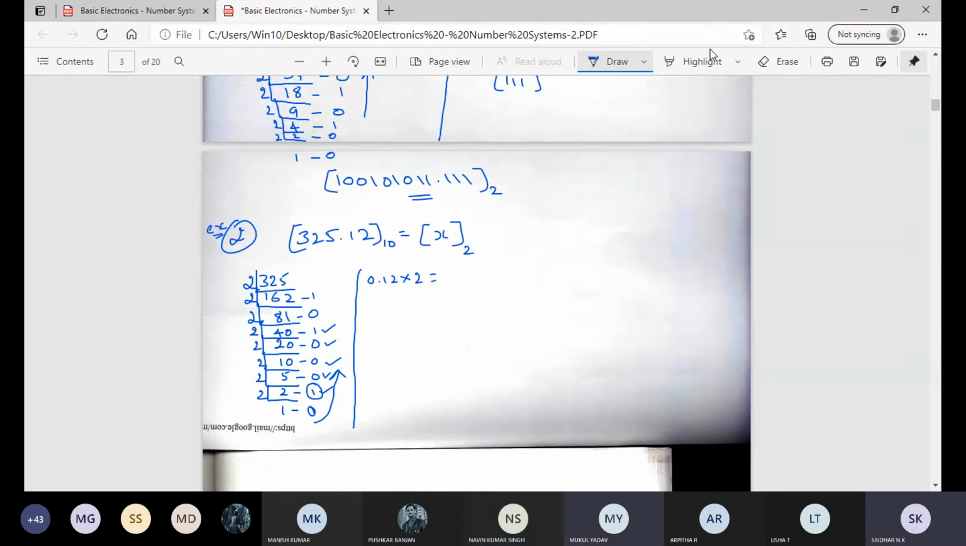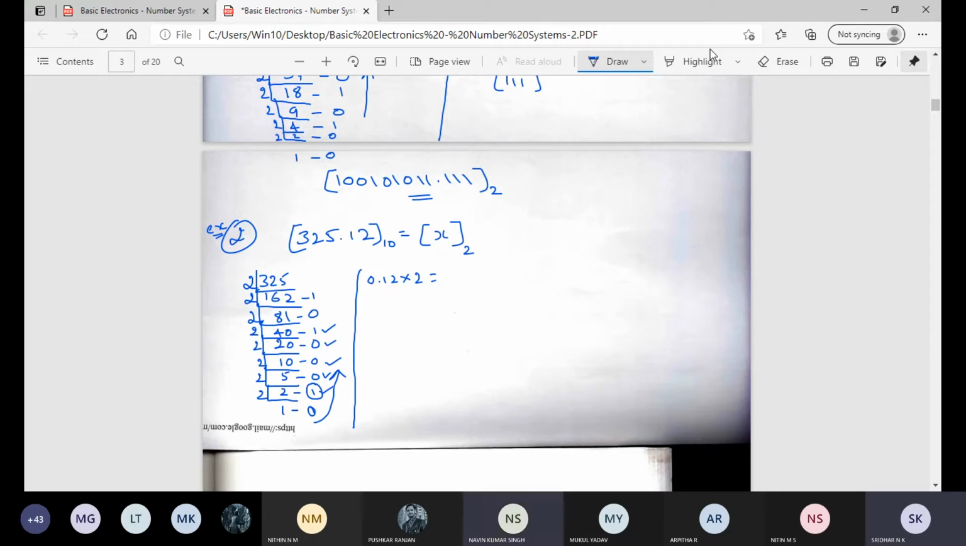5 divided by 2: 2 twos are 4, 5 minus 4, so 1 will be at the place where we wrote 0 after here. No, it is correct only. Yes, sir, it's correct, I think. He is getting confused. Let me correct him. Let me make him understand. See.